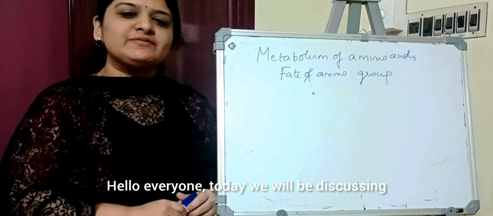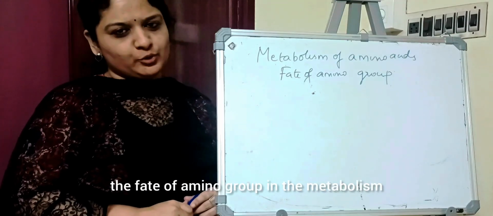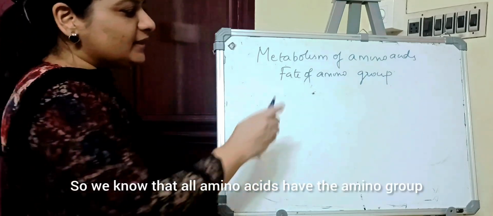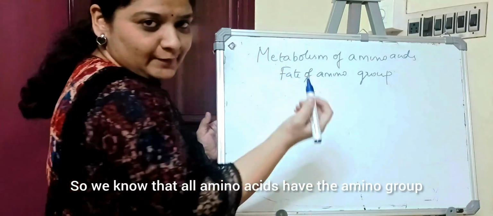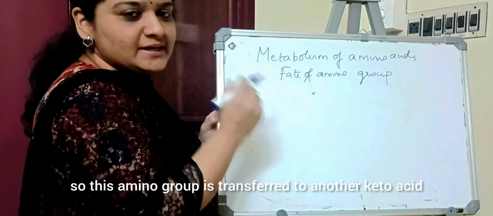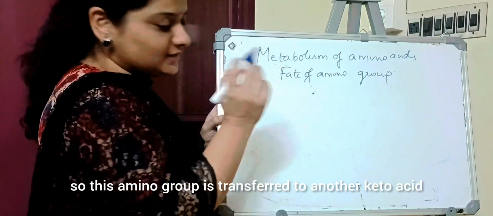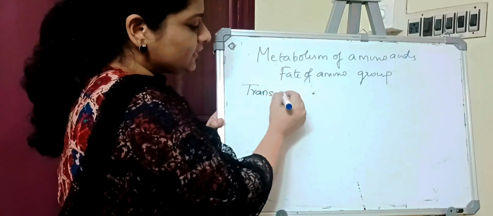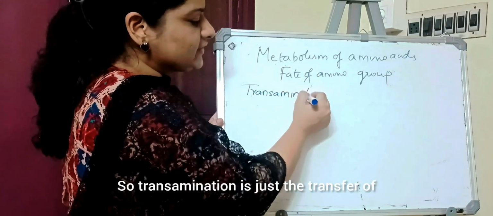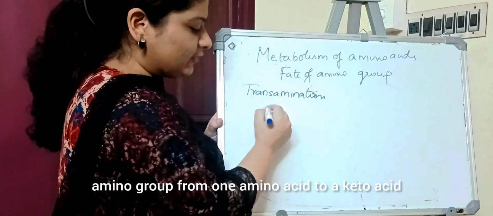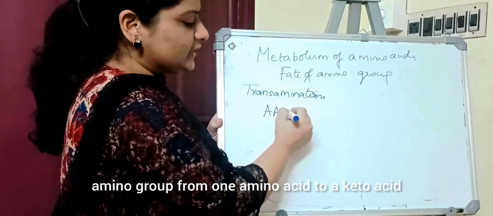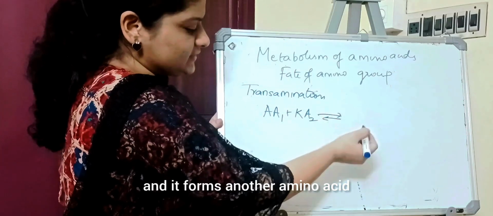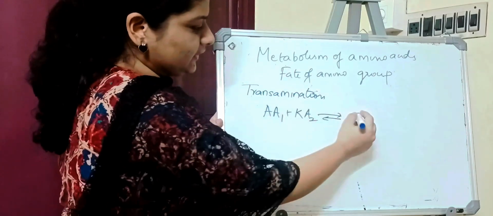Hello everyone, today we will be discussing the fate of the amino group in the metabolism of amino acids. So we know that all amino acids have the amino group. This amino group is transferred to another keto acid, and that step is transamination. So transamination is the transfer of the amino group from one amino acid to a keto acid, and it forms another amino acid and a keto acid.